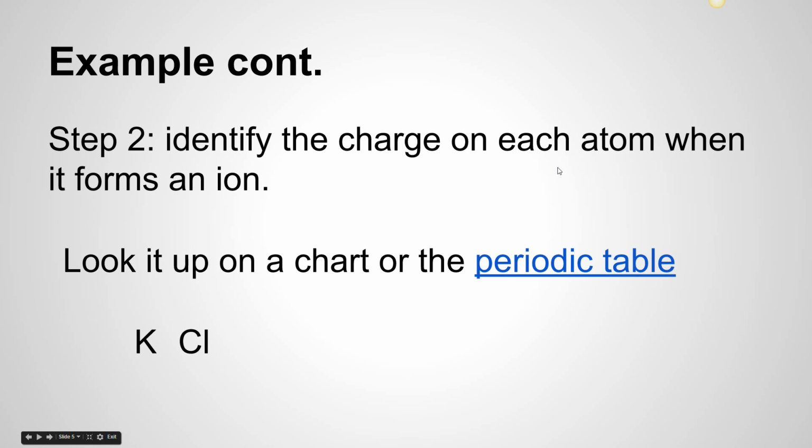So, now we've decided that chlorine wants to gain 1 electron, potassium wants to lose 1 electron. When potassium loses its electron, it's going to form a cation with a positive charge of 1. So we have 1 positive charge on the potassium, and we have 1 negative charge on the chlorine.